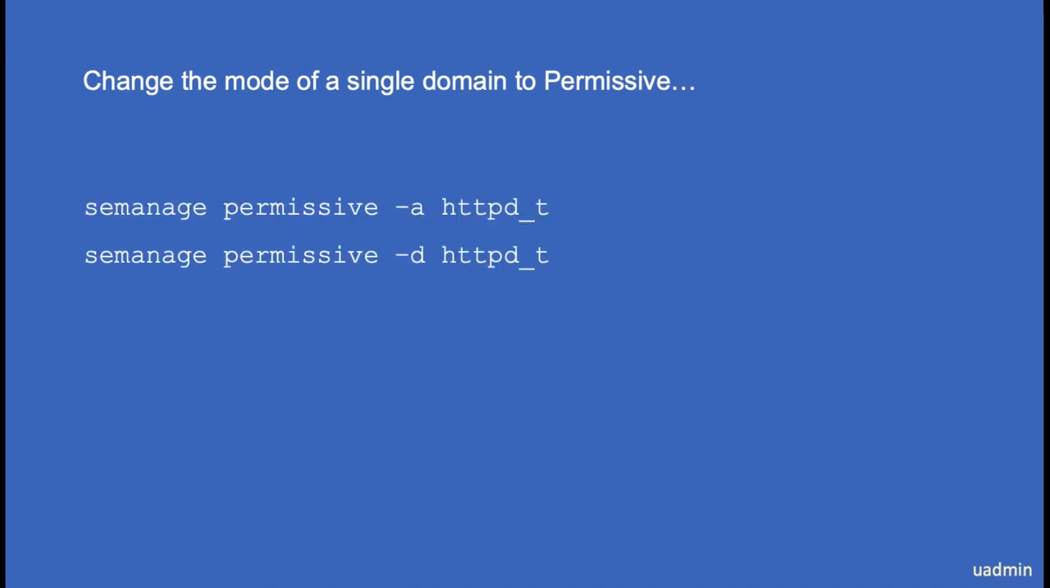You can do that by using semanage again. For example, to set httpd_t to permissive, we run semanage permissive -a httpd_t. This will only allow HTTPD to get started even though there is a problem. Of course the problem will be logged, but there will be no actual denial. And to reverse this, we run semanage permissive -d httpd_t. The a stands for add and the d stands for delete.